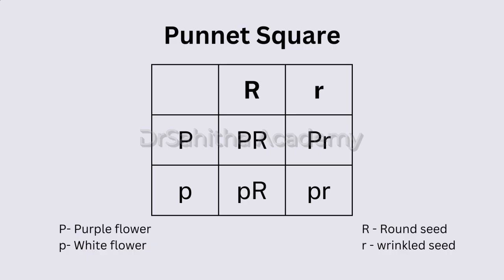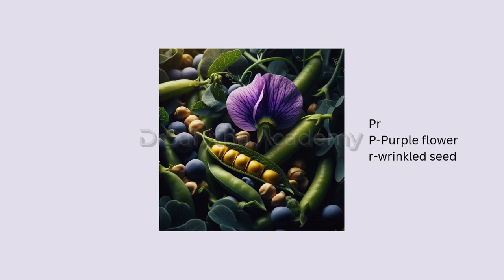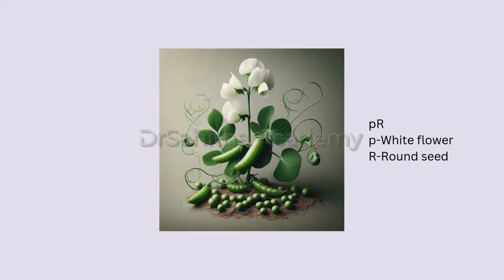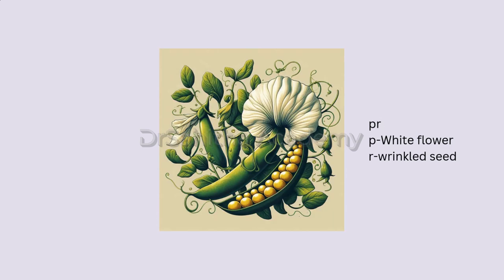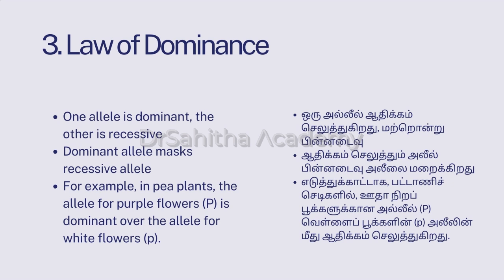Imagine a simple grid, that is Punnett square, where we combine the flower color alleles with the seed shape alleles. Here a plant could pass on any combination of these alleles like purple flower with round seed, capital PR, or purple flower with wrinkled seed, or white flower with round seed, or white flower with wrinkled seed. Here you notice the inheritance of the flower color allele does not influence the inheritance of the seed shape allele. This is the law of independent assortment. Got it? Yes.